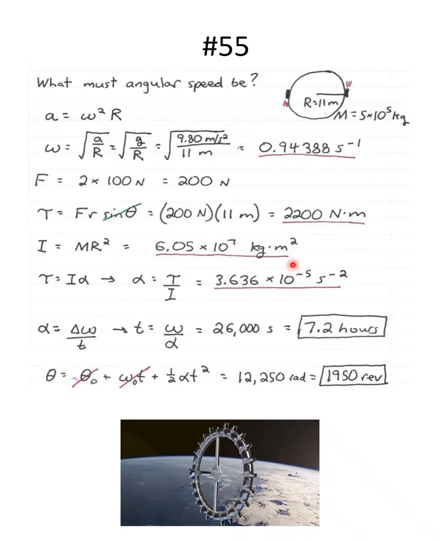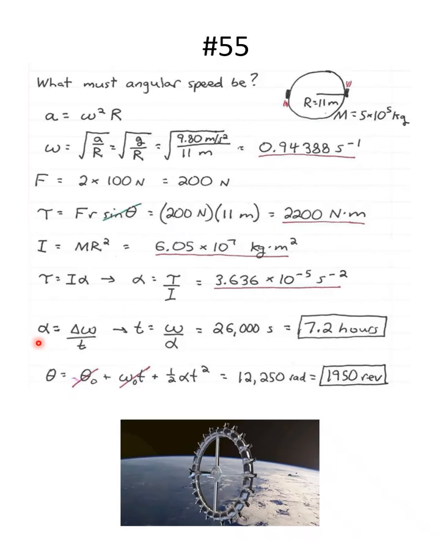Now we can figure out the acceleration, because we're going to use torque equals I times alpha, which means acceleration is torque over I, 3.636 times 10 to the negative 5 radians per second squared. And now that we know the acceleration, and we've already found out up at the top right here what the omega needs to be, now we just solve for time.